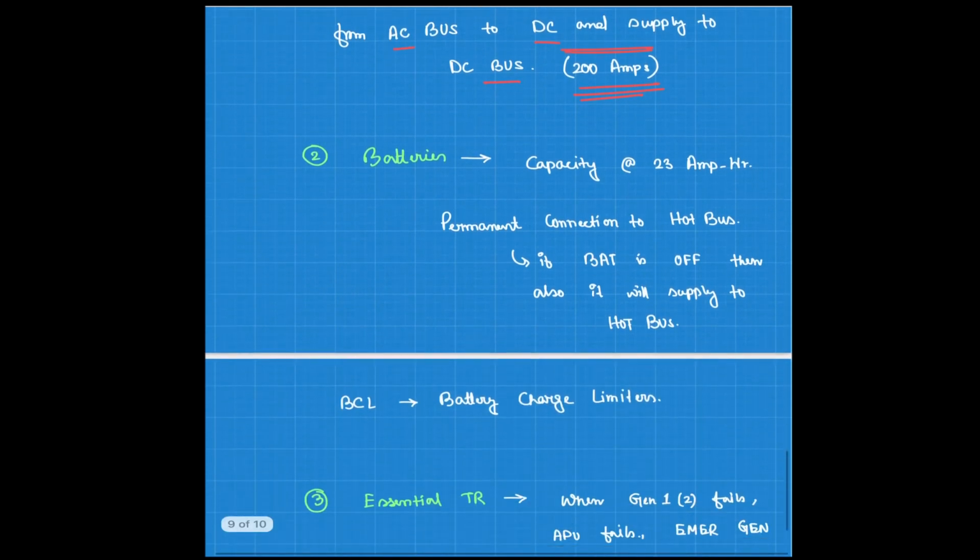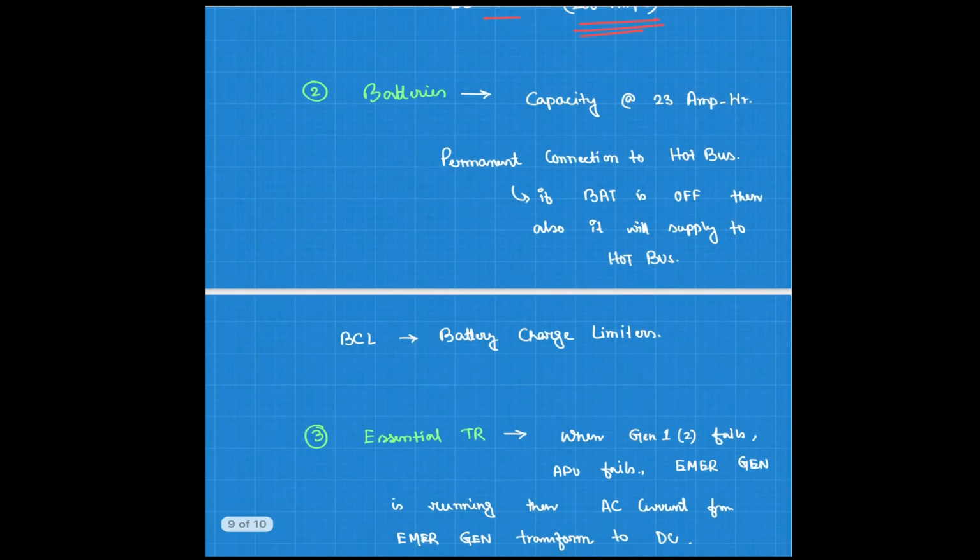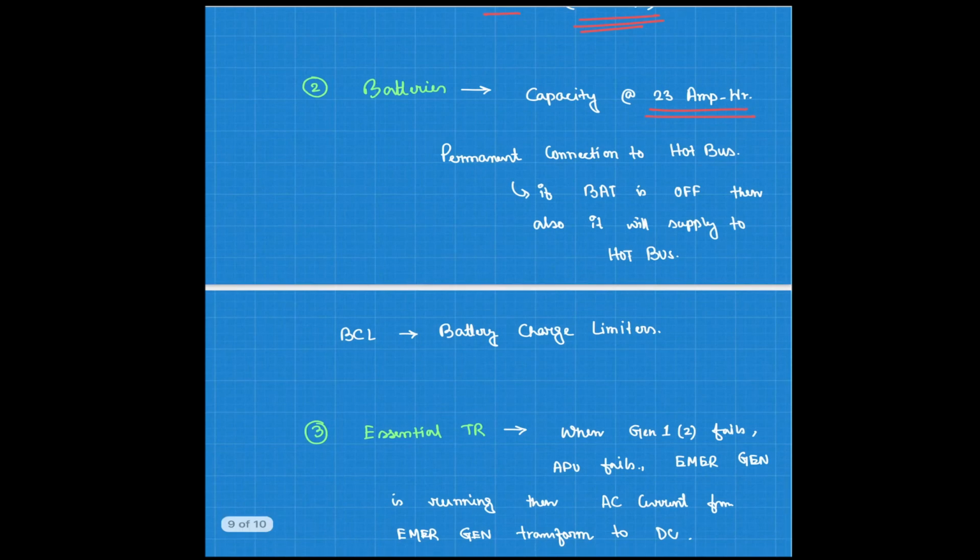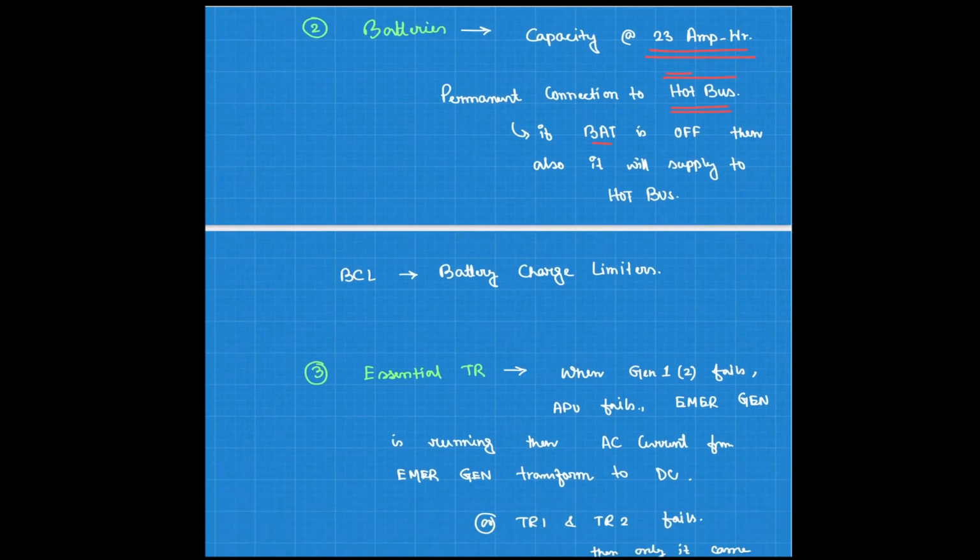Okay, batteries. The capacity of the battery is basically 23 ampere hour. You have heard of 5600 milliampere hour basically for mobile batteries. So that is milliampere hour, and this is ampere hour, so it is 1000 times more than that. There is a permanent connection to the hot bus, which I will discuss in just a moment. So if the battery switch is off, it will still supply the hot bus.